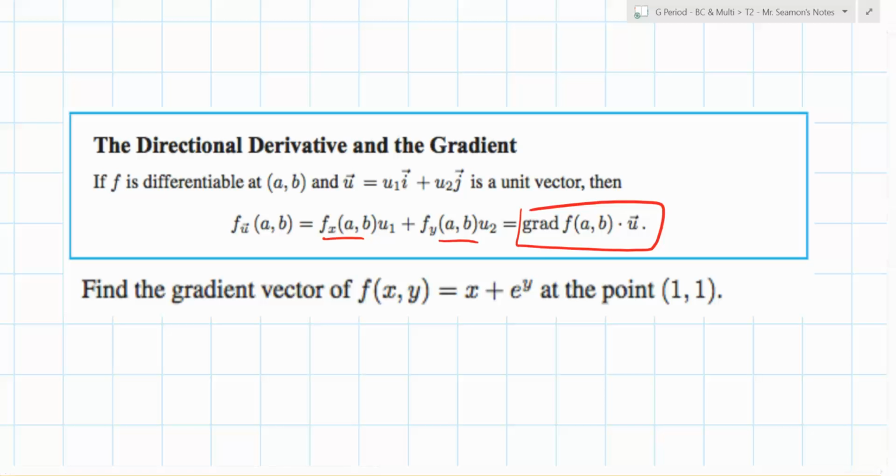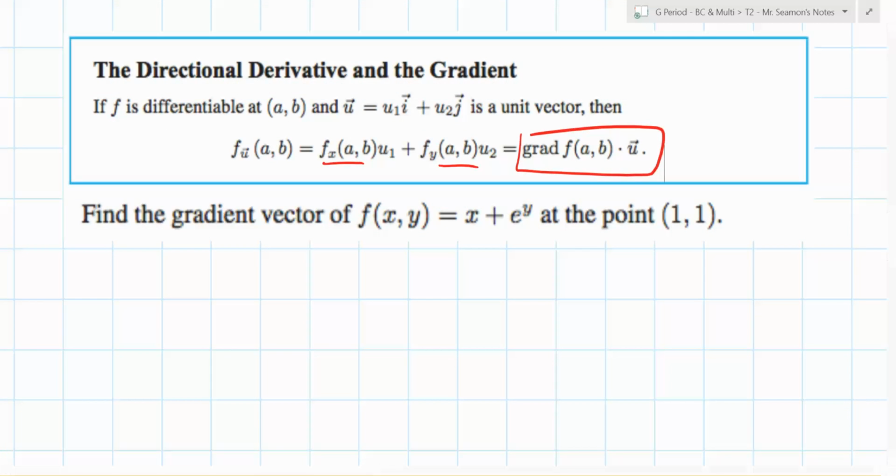u is the unit vector going in the direction you want to go in. And the grad at (a, b), what is that? Partial with respect to x at the point, comma, partial with respect to y at that point. Exactly, right. So if we want to find the gradient vector, (fx, fy), what's (fx, fy) on this one?